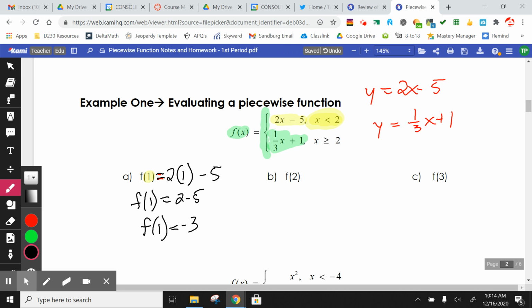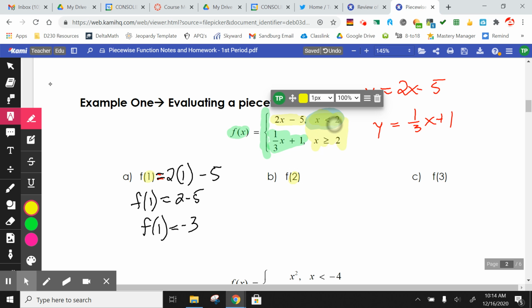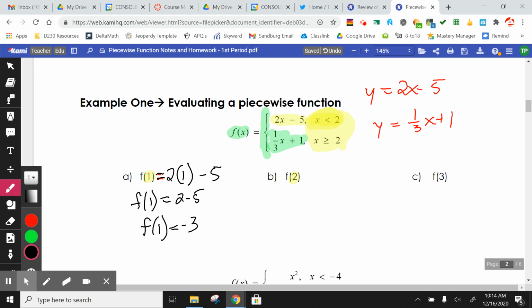Okay. If we go to letter B, look at your x coordinate in letter B. So here's 2, right? Now look at our two intervals up here, and figure out which interval the x value of 2 fits in. So the question would be, is 2 less than 2? No. Is 2 greater than or equal to 2? Yes. So this one is defined by this interval, which means we're going to use the 1/3 x plus 1 to figure out what f of 2 is going to equal.